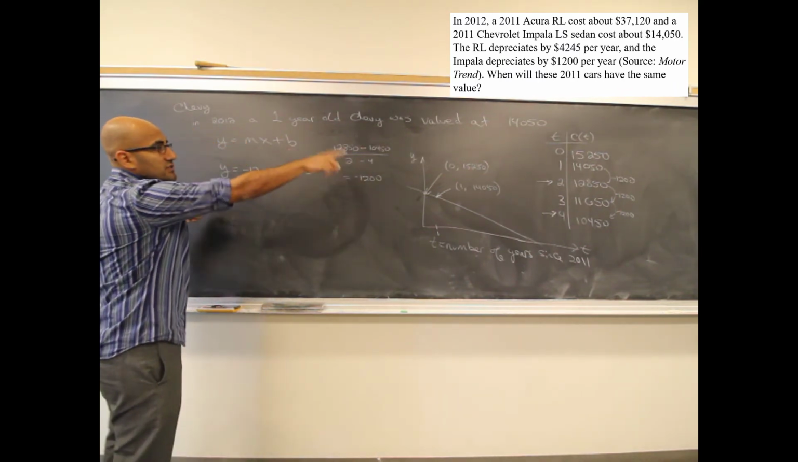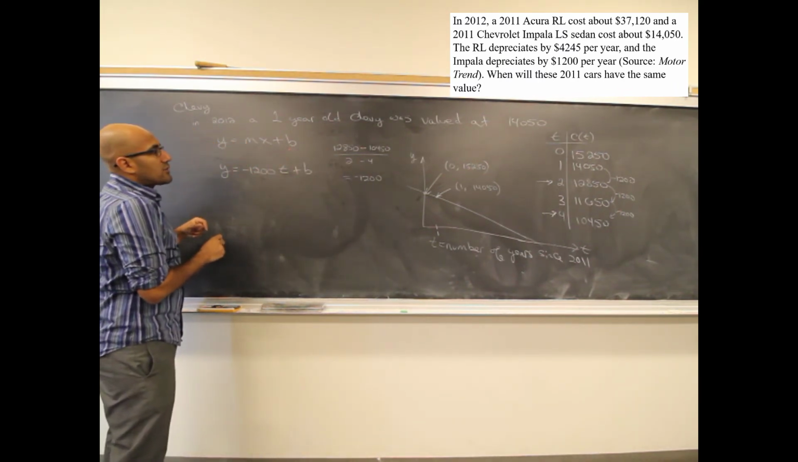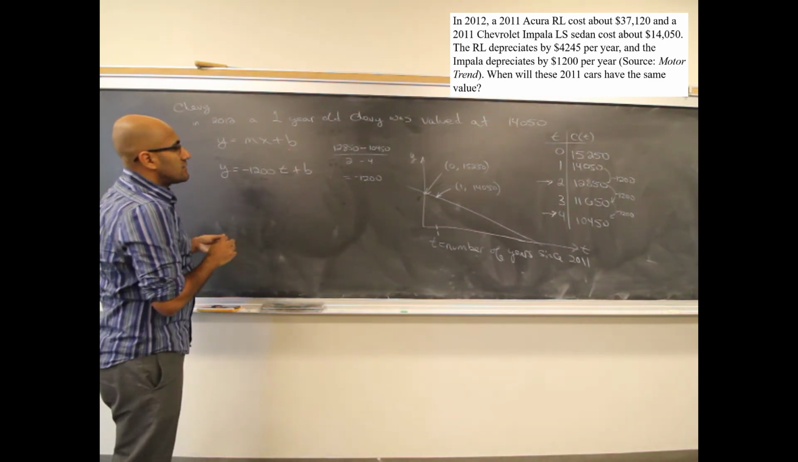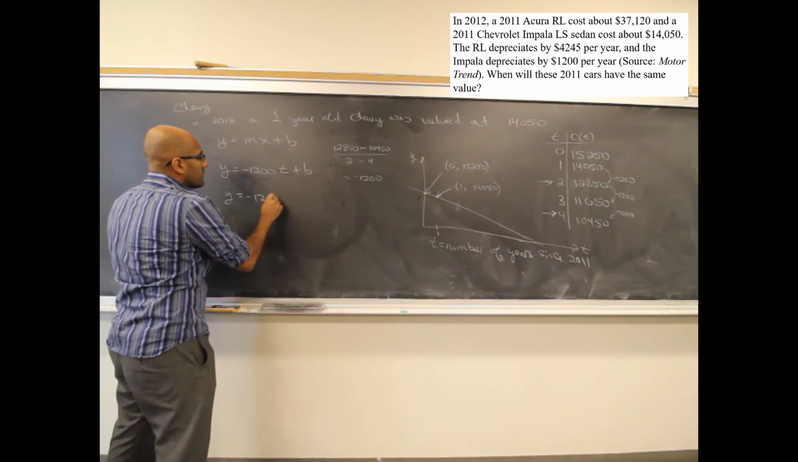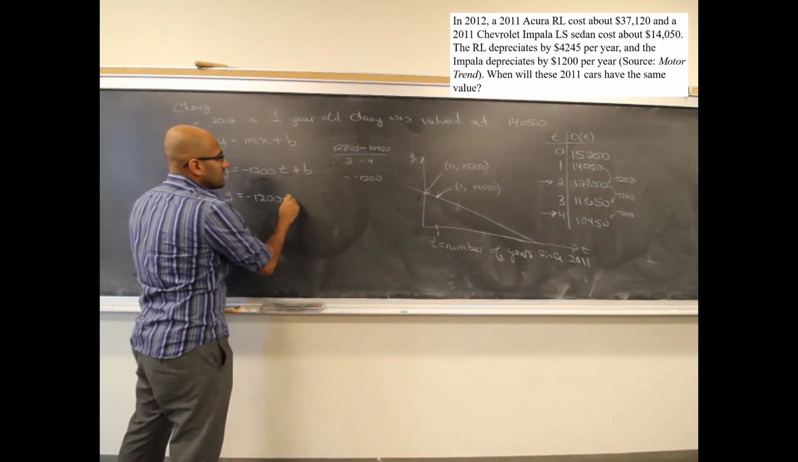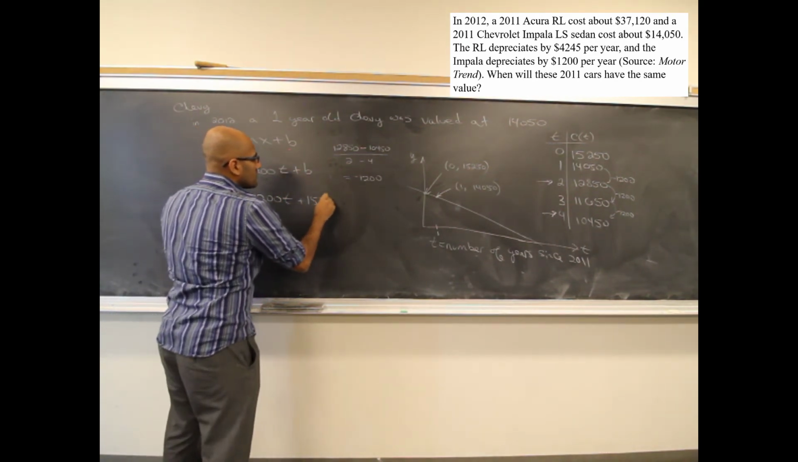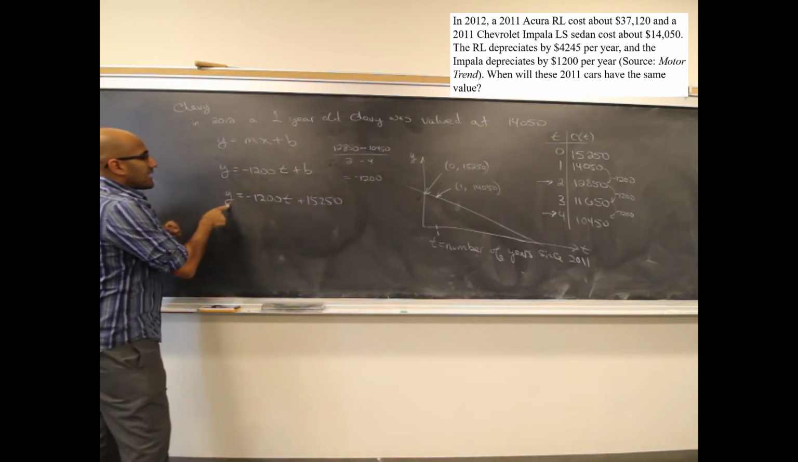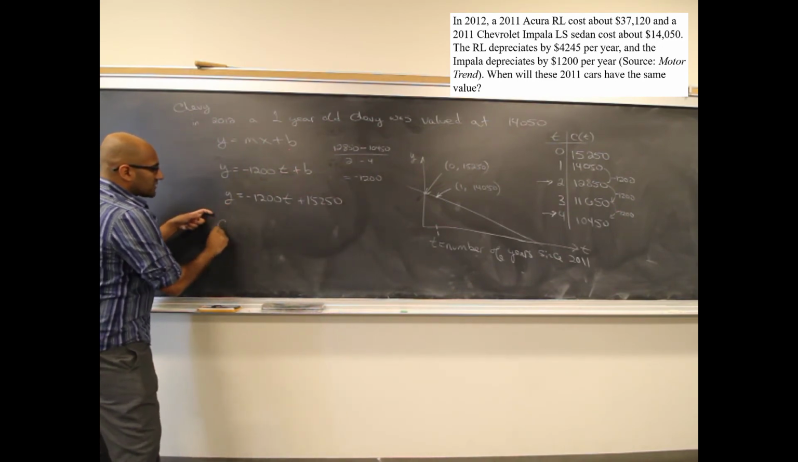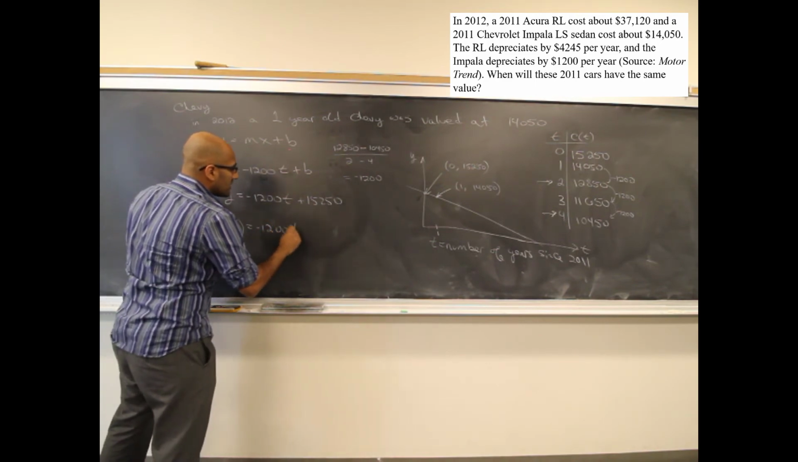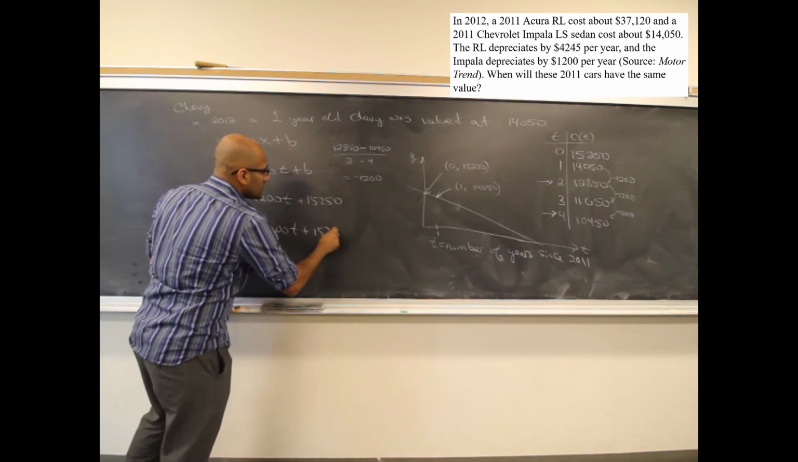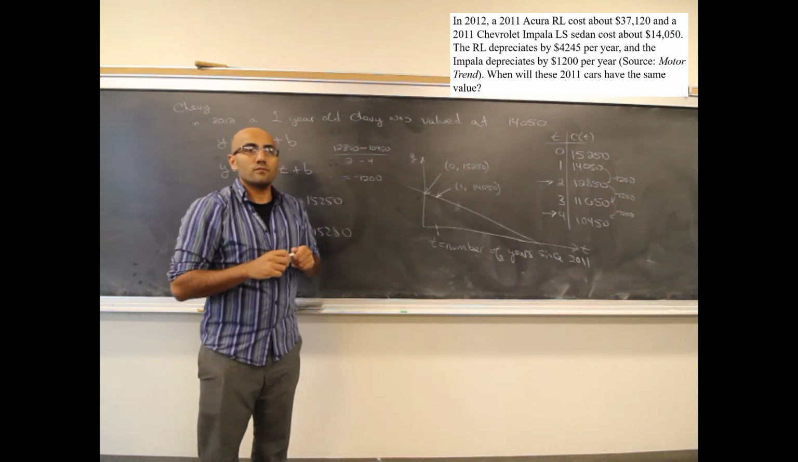Okay, and now we just discovered that the y-intercept must be equal to 15,250. So this is y equals negative 1,200 times t plus 15,250. And then again, I can rewrite this in function notation, like c of t equals negative 1,200 t plus 15,250. Good?